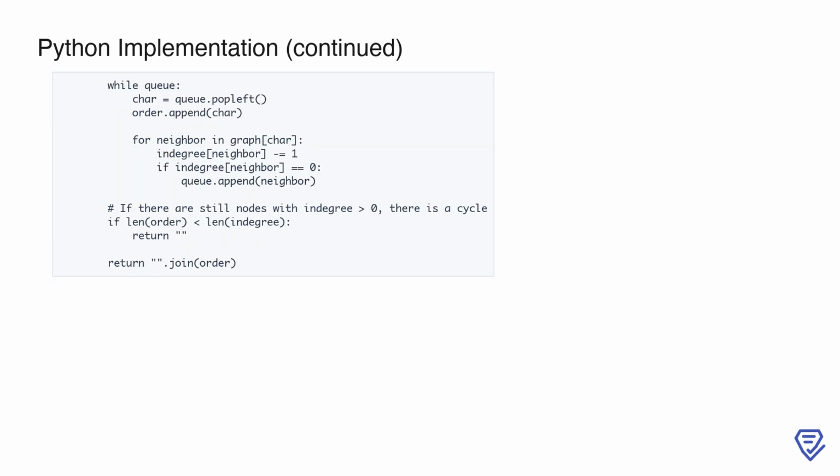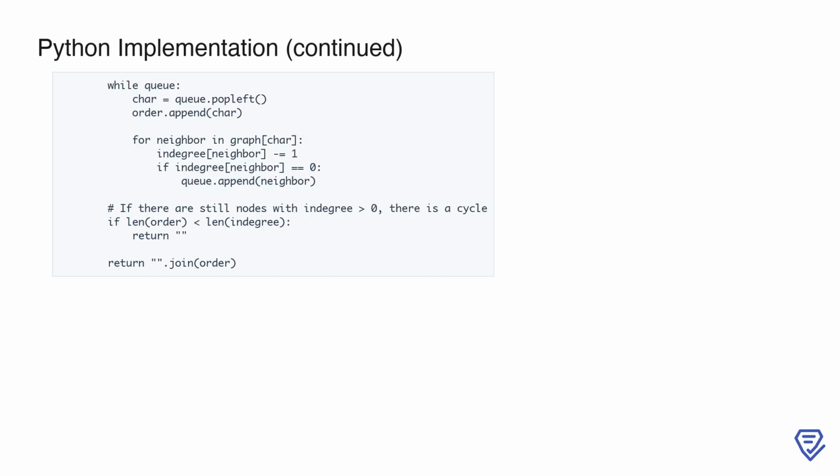The topological sort is implemented using Kahn's algorithm. We start by initializing a queue with all characters that have an in-degree of 0. These are the characters with no dependencies and can appear first in the order. We also create an empty list called order to store the result. While there are characters in the queue, we process them one by one. For each character, we remove it from the queue, add it to the order list, and then reduce the in-degree of all its neighbors in the graph. If any neighbor's in-degree becomes 0, it means all its dependencies have been resolved, so we add it to the queue.